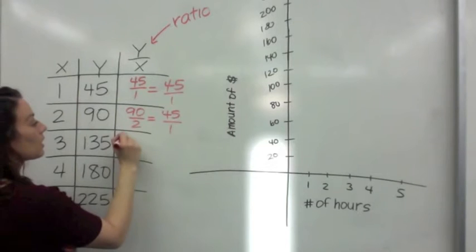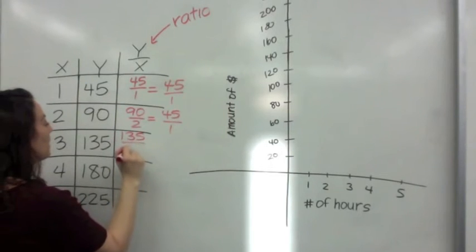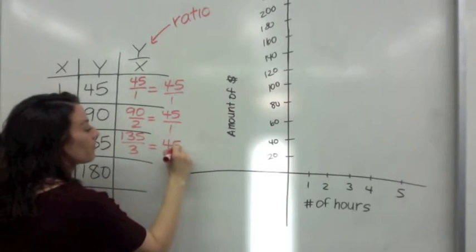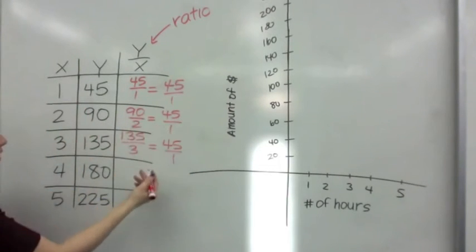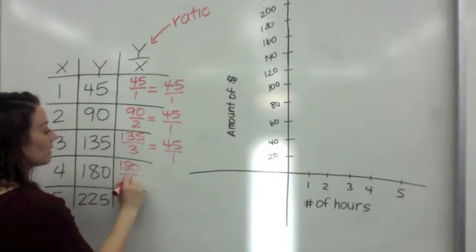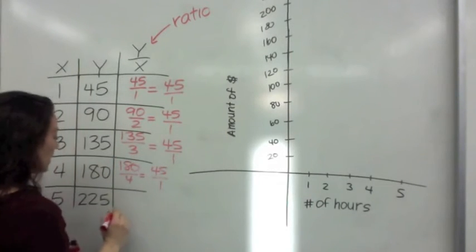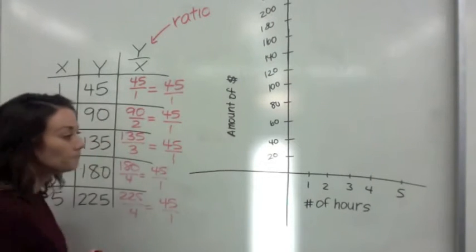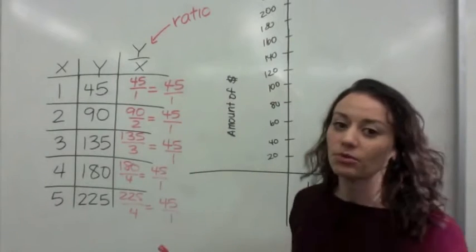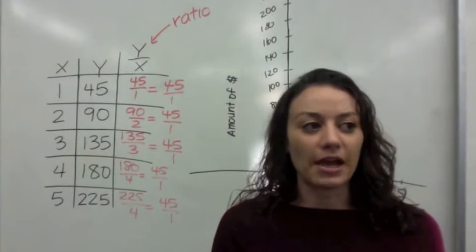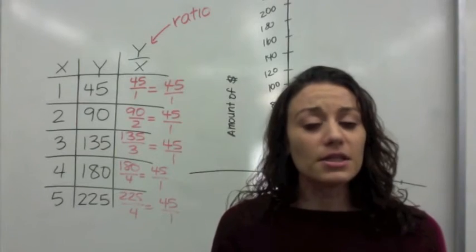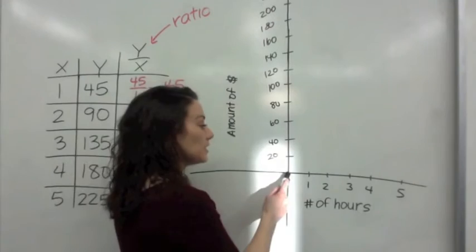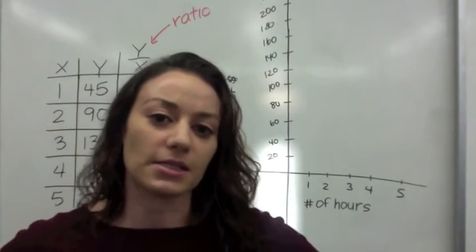What do you think 135 divided by 3 is? What do you think it is? Yes, it is 45 over 1. They're all the same ratio. 180 divided by 4 is 45 over 1, and 225 divided by 5 is 45 over 1. So we see that they have the same ratio. So the very important question we need to ask ourselves is, does the graph, if I were to draw this, go through the origin? Does it have a y-intercept at 0?